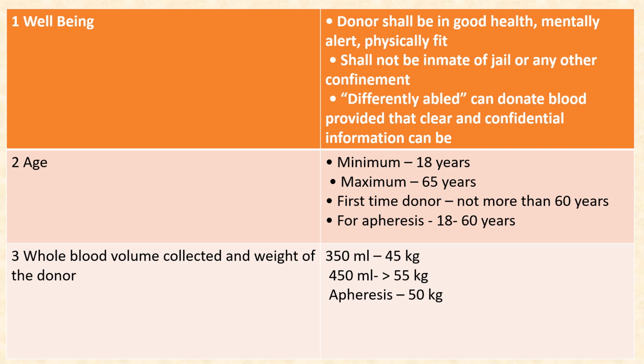For whole blood, the volume to be collected depends on the weight of the donor. If the weight of the donor is 45 kg, then you can go with 350 ml of blood collection. If it's more than 50 kg, then 450 ml. For apheresis, the weight requirement is 50 kg.